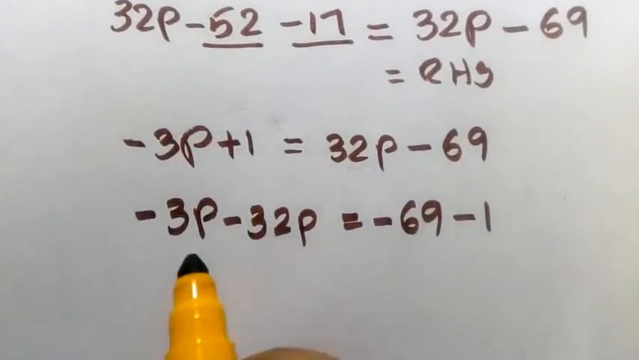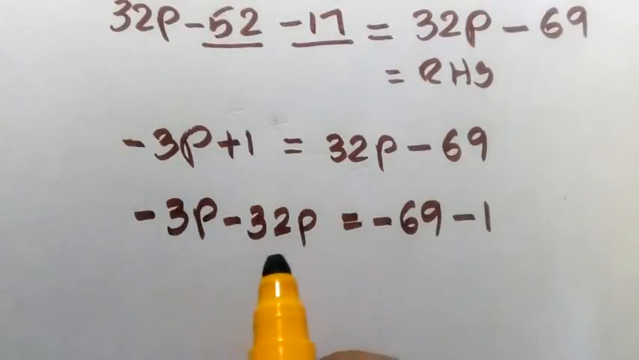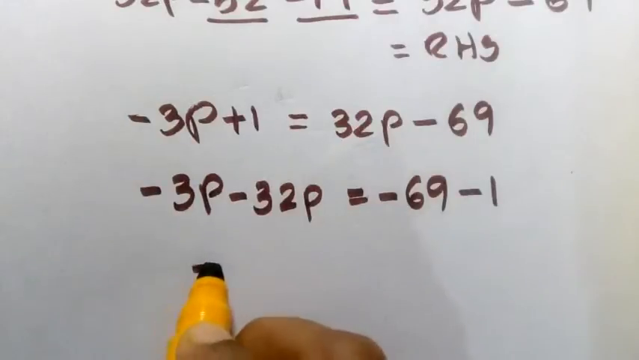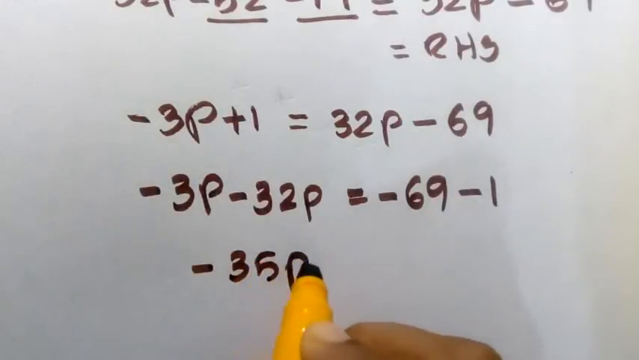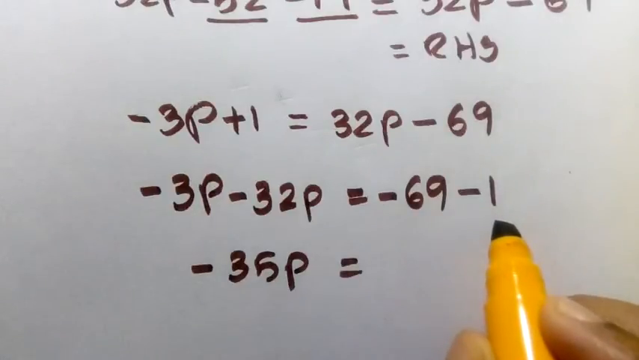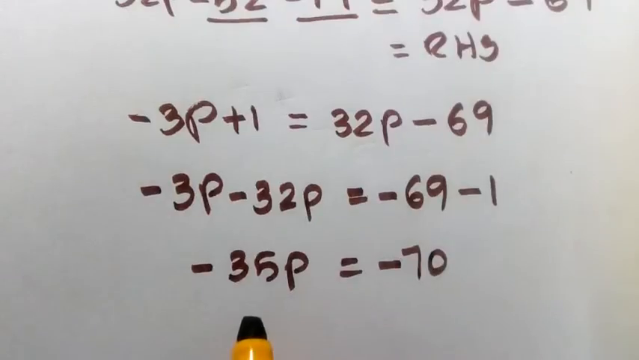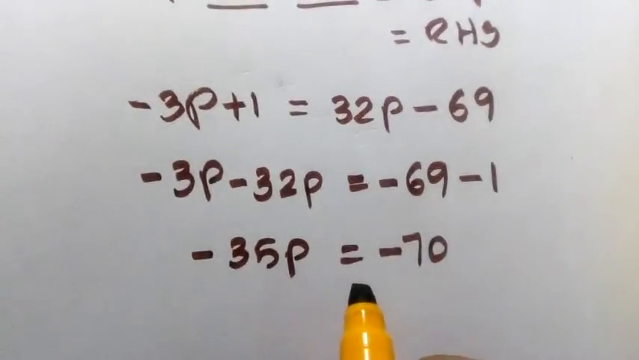Next step, minus 3p minus 32p. What is minus 3p minus 32p? Yes, it is negative 35p, which is equal to negative 69 negative 1. Yes, it is negative 70. Now we have minus 35p is equal to minus 70.